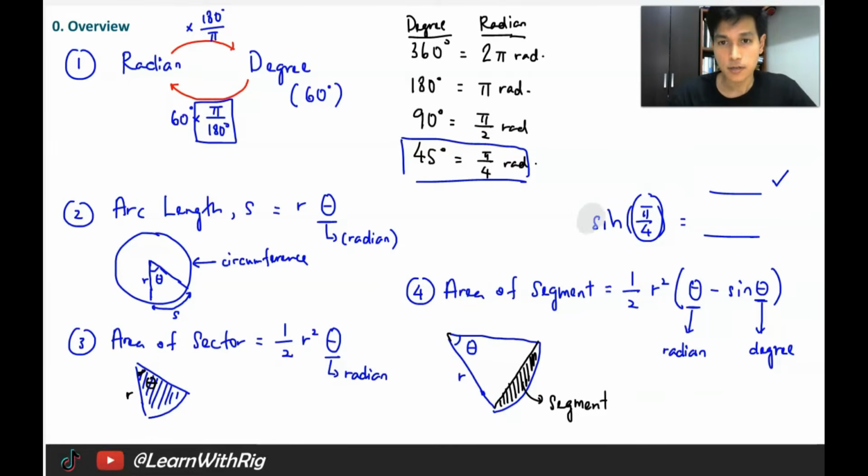But if it's not sine, cos, tangent, you can use radian. So in this case, remember, this one is in radian, this one is in degree. So that's about it. These are the 4 things that you have to know to understand this chapter. That's all, so let us go straight to the examples.